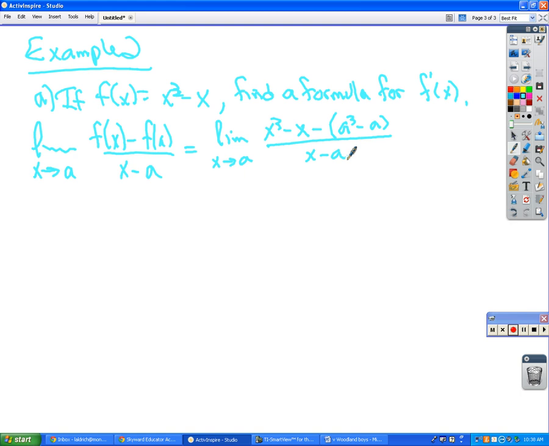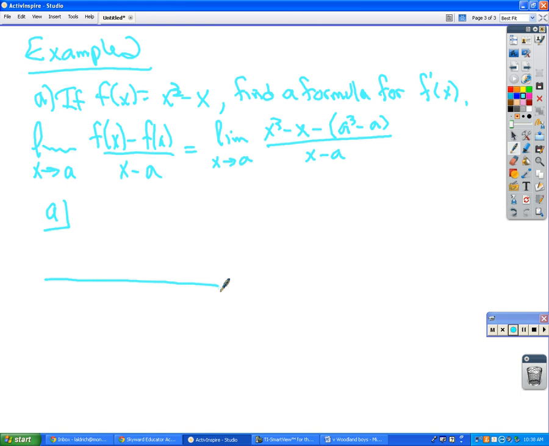Now that we're coming up with a formula for the derivative, a is just going to be a. If they tell you to find the value of the derivative at x equals 5, then a is 5. But if they say find a formula for f prime of x, then a is just a. So we need to factor this top part into x minus a times something. Let's cheat and do a little synthetic division. We know x minus a is going to be a factor.